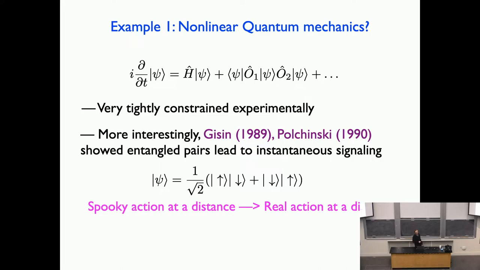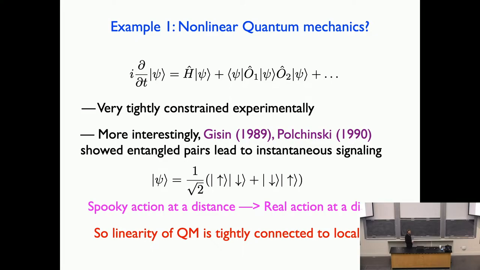And these authors pointed out we can be even more concrete when we think about entangled pairs. And as Einstein pointed out, entanglement is what he called spooky action at a distance. And as we teach all of our students, spooky action at a distance does not allow you to signal. But in nonlinear quantum mechanics, it does. It leads to real action at a distance. So the linearity of quantum mechanics seems to be tightly connected to the assumption of locality.